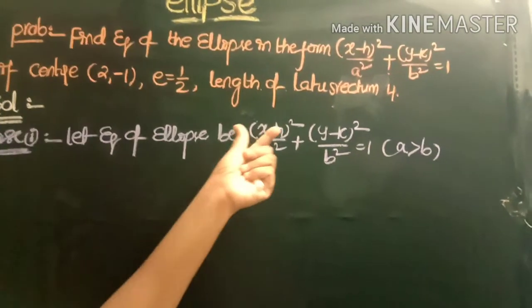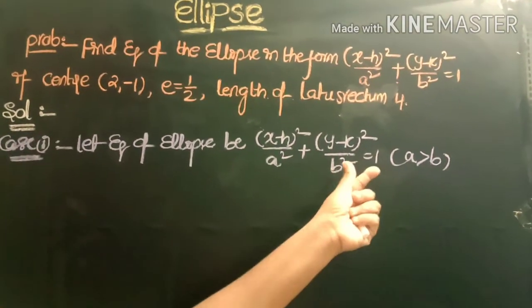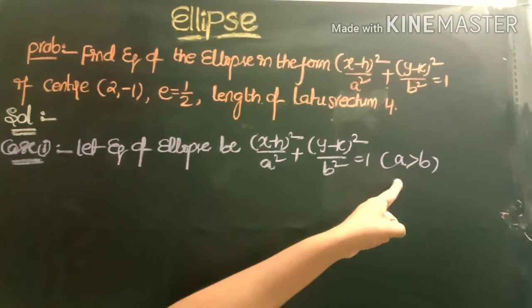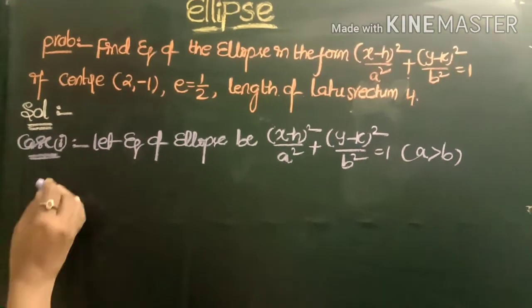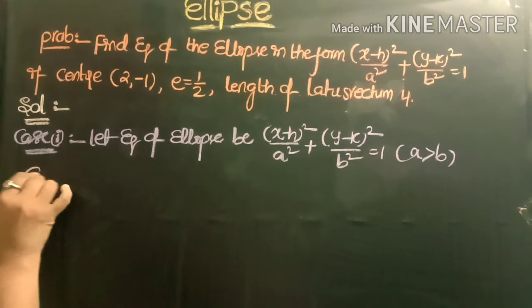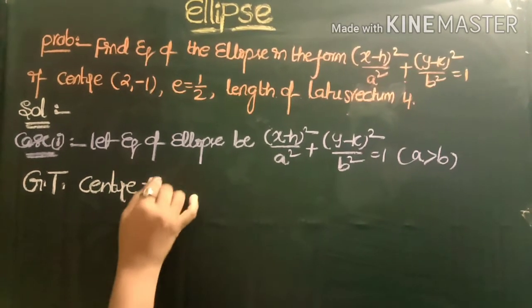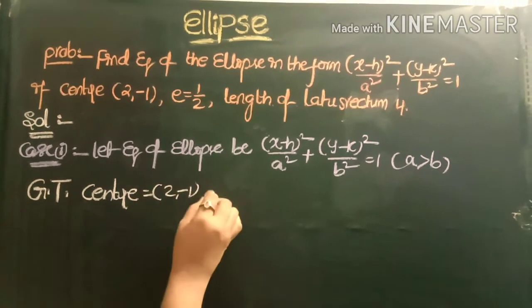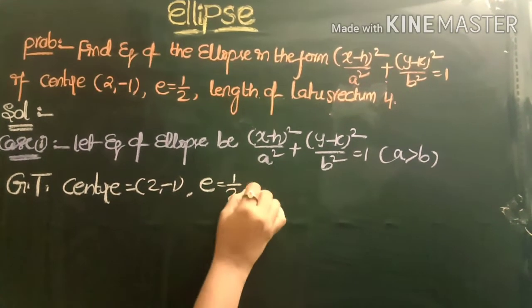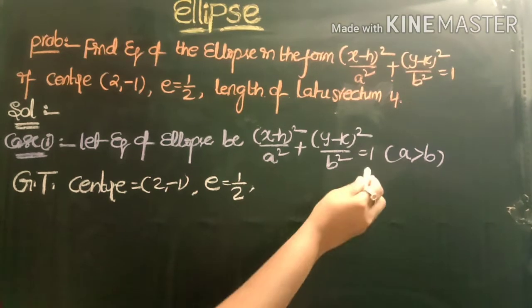Let the equation of the ellipse be (x minus h) whole square by a square plus (y minus k) whole square by b square is equal to 1, when a greater than b. This is the first case. Already given that center is (2, minus 1), eccentricity e is equal to 1 by 2 and length of the latus rectum is equal to 4. a greater than b, first case.